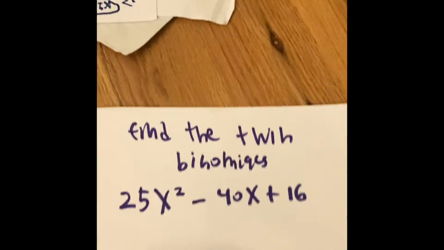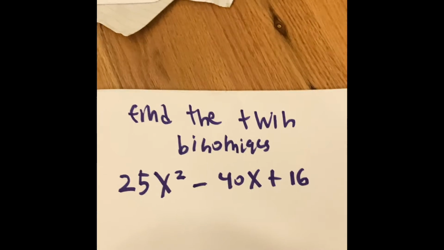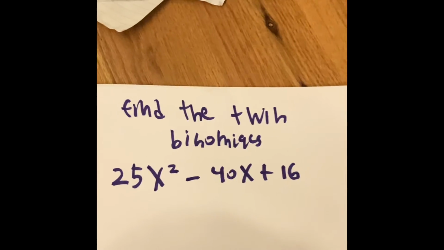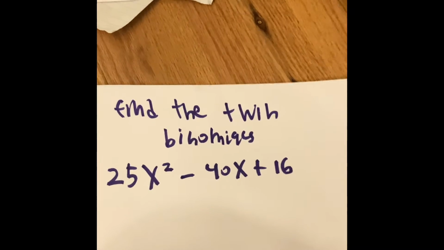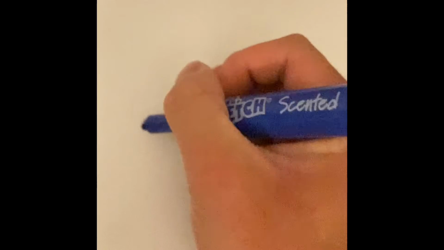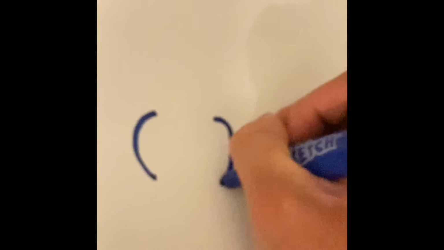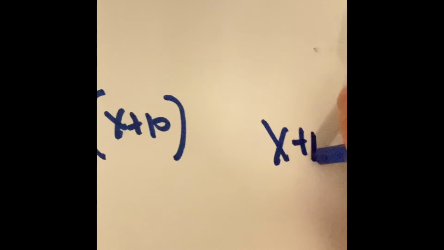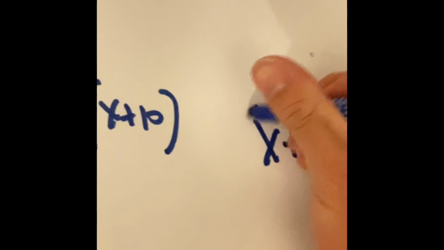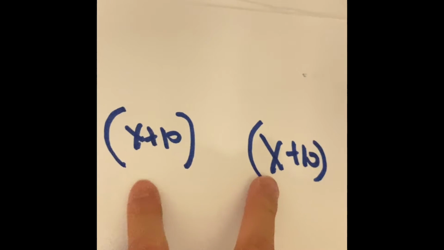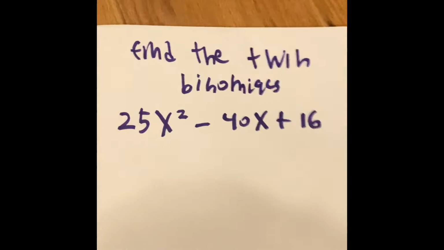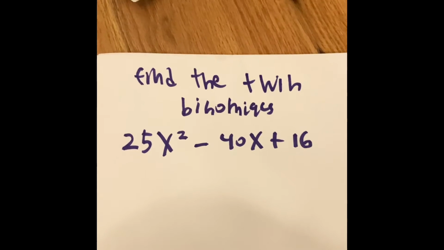So, we have a trinomial right here. Find the twin binomials. The first thing we already know is it's going to be 2 binomials that have the same exact expression, for example, x plus 10 and x plus 10. We already know that, so let's find them.